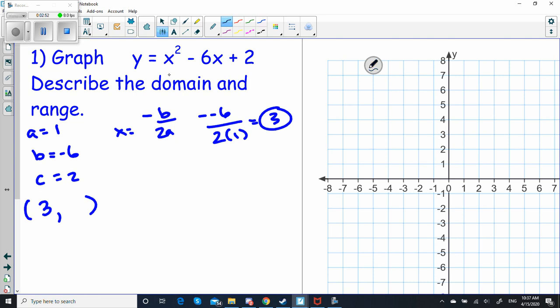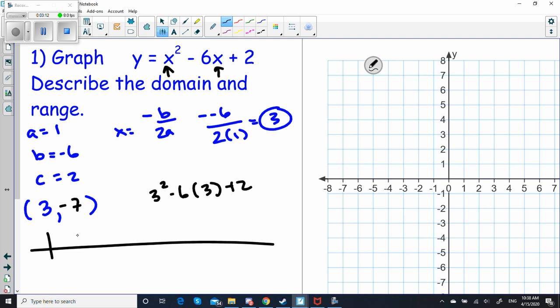So if I put the 3 in for x, that's 3 squared minus 6 times 3 plus 2. I'm just going to type that in the calculator exactly like it says, using the parentheses and everything. And that gives me negative 7. So my vertex is 3, negative 7. So now I put the vertex right in the center of the table. So right here, 3, negative 7.